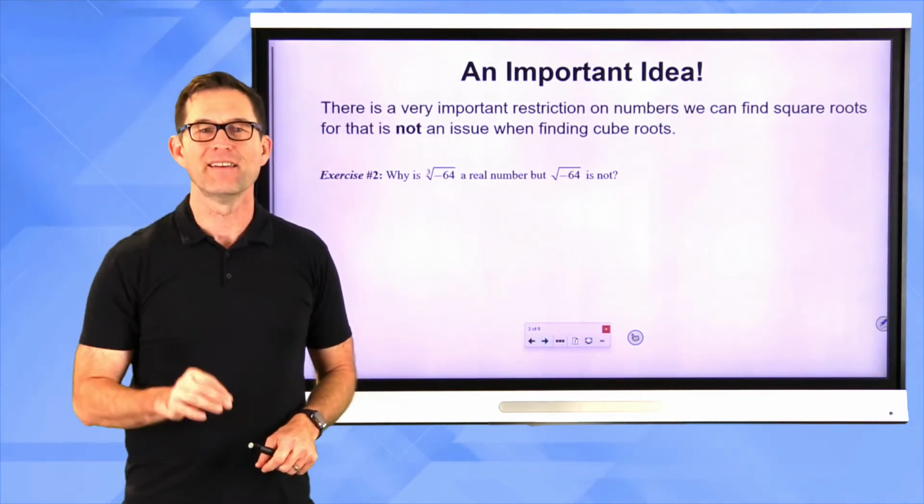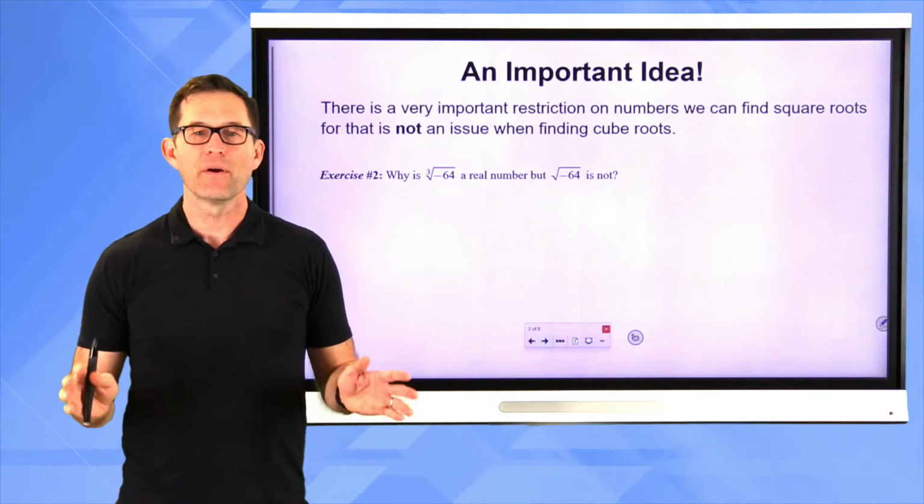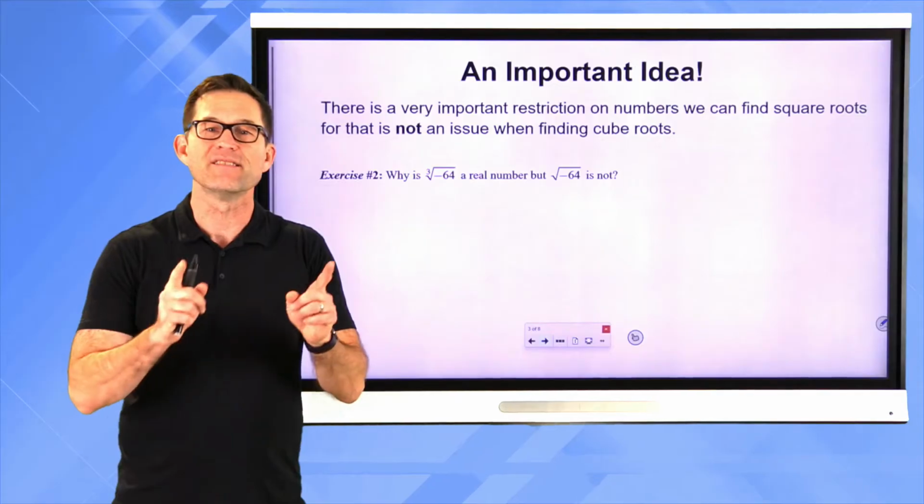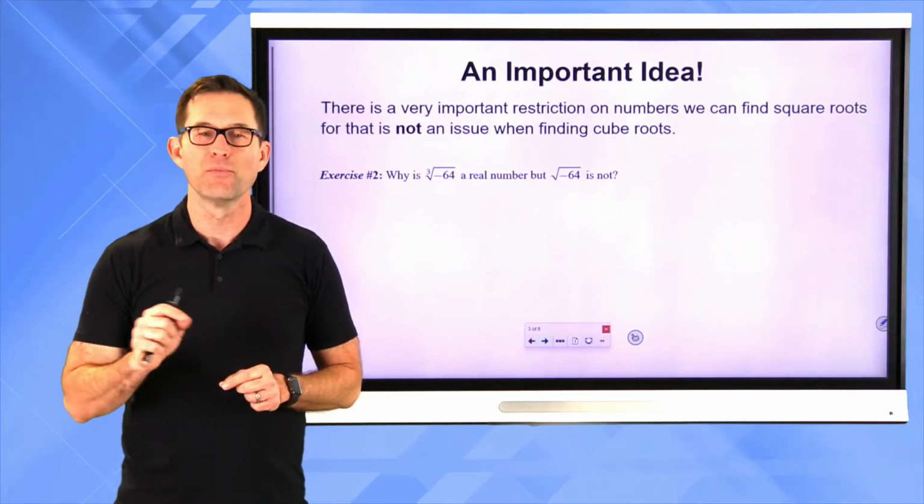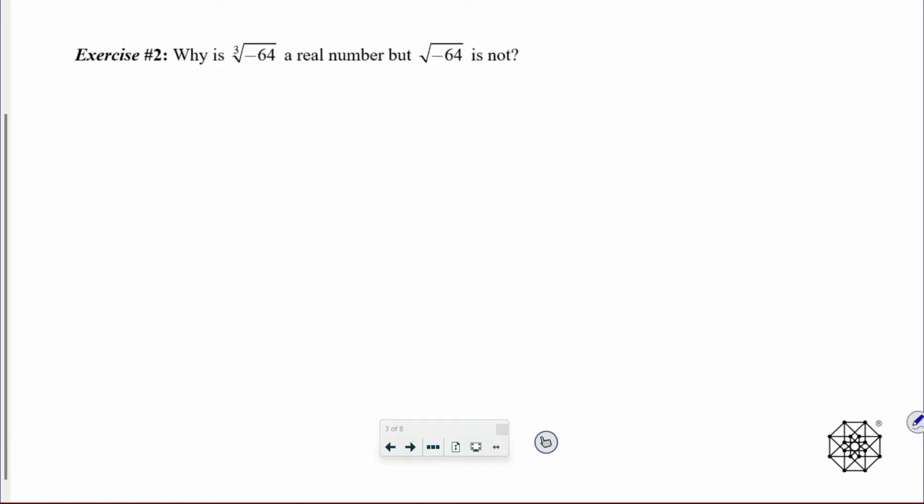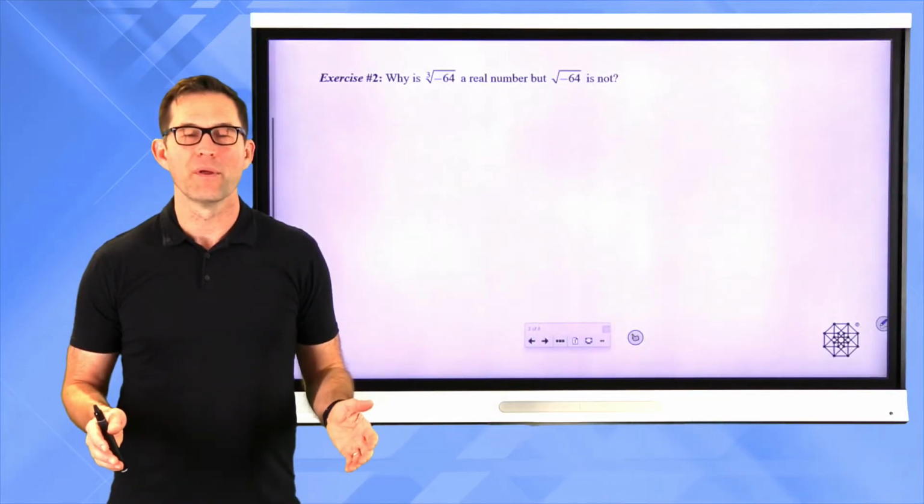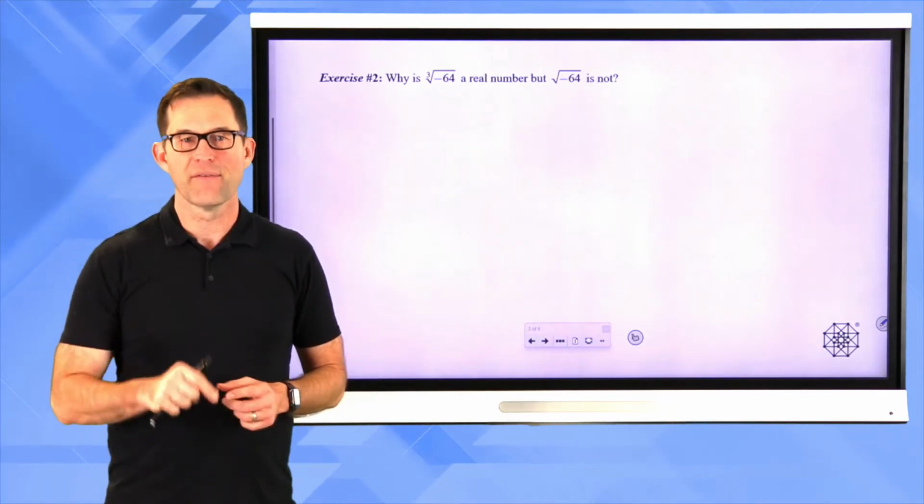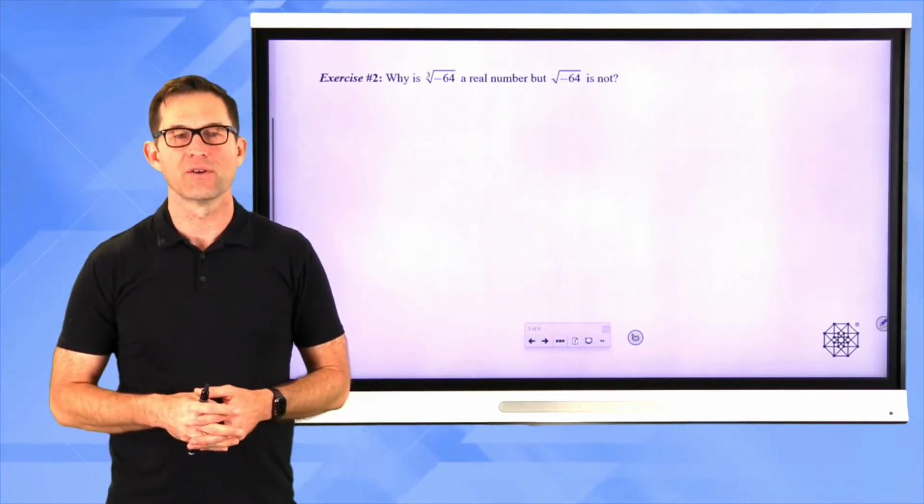An important idea! There's a very important restriction on numbers we can find square roots for that is not an issue when finding cubed roots. So, exercise number 2. Why is the cubed root of negative 64 a real number, but the square root of negative 64 is not? All right, well, I want you to play around with this a little bit, think about why that's true, and then we'll have a discussion of it. Pause the video now and consider that a bit.